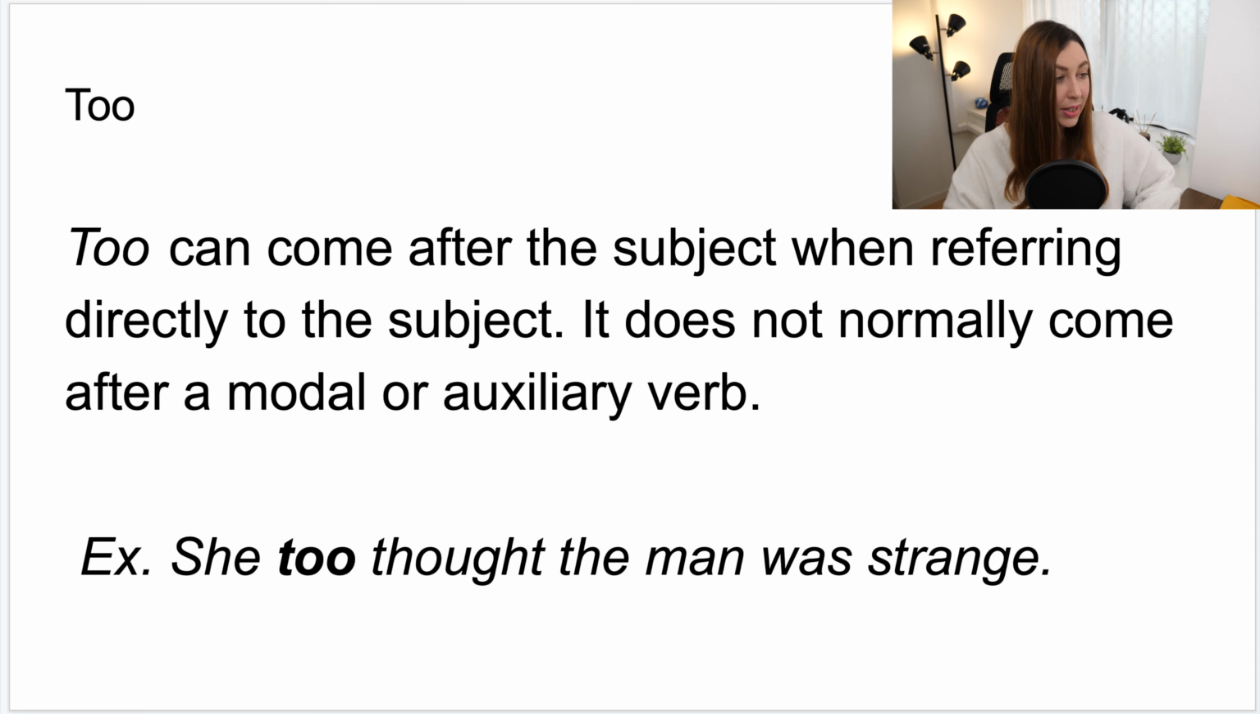Okay? So here's the example. She too thought the man was strange. So she also thought the man was strange. Okay? She too thought the man was strange. You can also put commas here. So maybe if you have your subject, comma, "too", comma. Sometimes we use commas with "too", okay? So just remember, this one is not that common in conversation, especially daily conversation, okay?